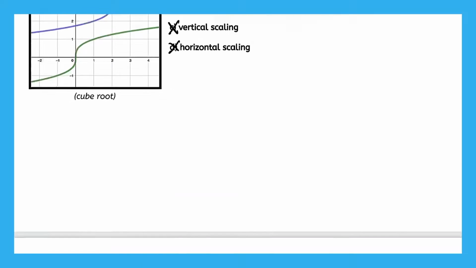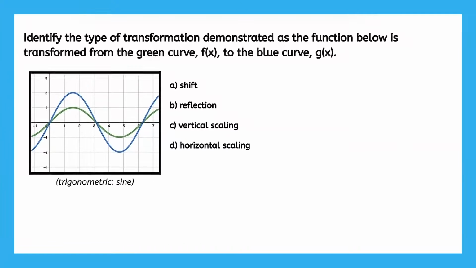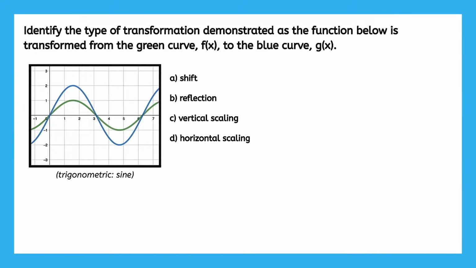All right, what do we have next here? All right, the trigonometric function. In this case, it's a sine curve. So hopefully you are immediately seeing that in order to get the blue curve, we stretched this green curve vertically. So this should be a vertical scaling, but let's eliminate the other options as usual.